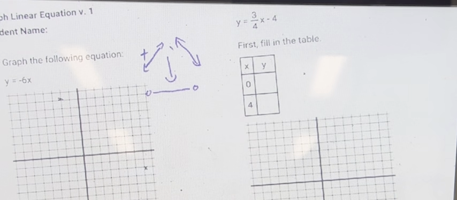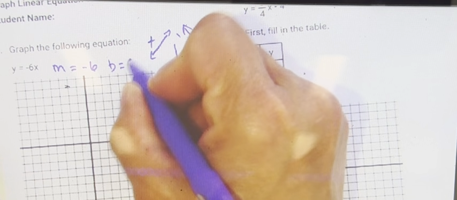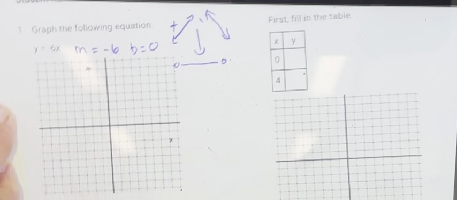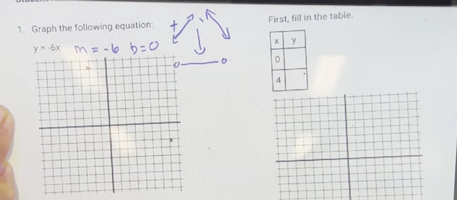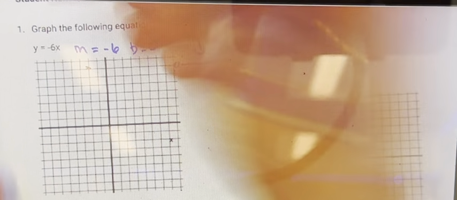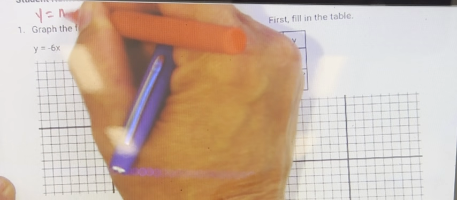So the first one is negative. My m is negative. What's my b? If it's not there, it is 0. Okay? So there's not a number being added. Now that's all to write your formulas down. y = mx + b.